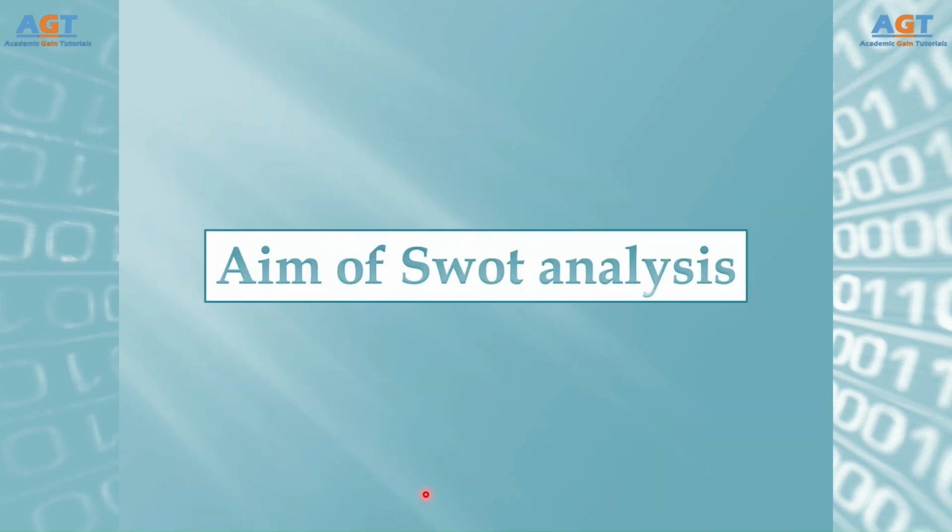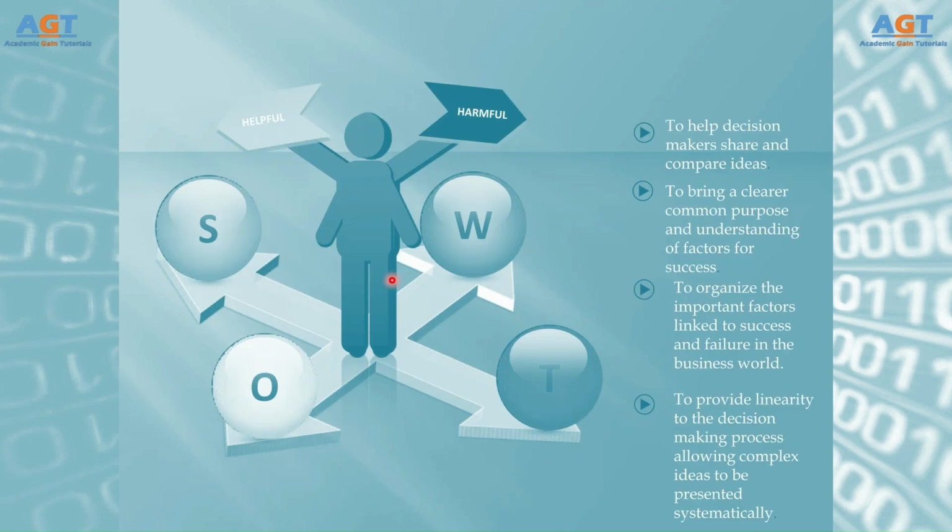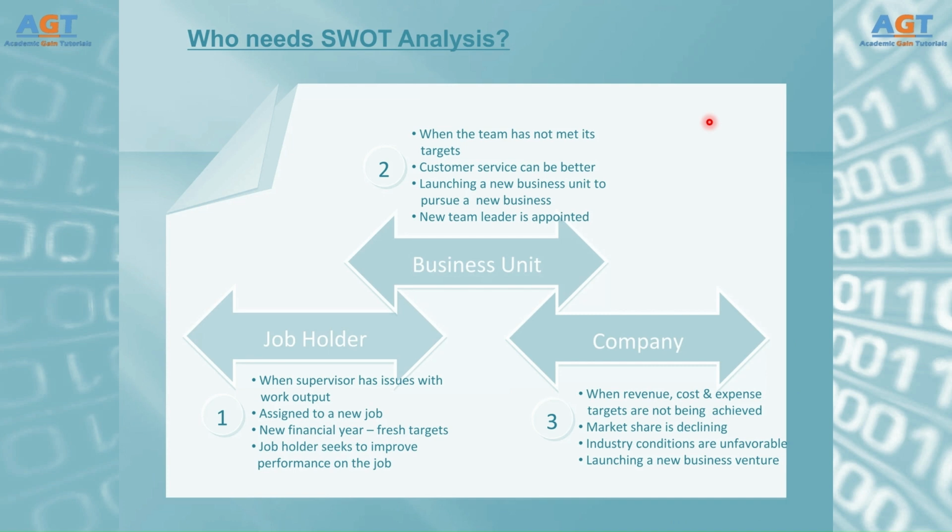Aim of SWOT analysis. Now we focus on the purpose, why we do SWOT analysis. Let's go to the next slide and see the key aims clearly. SWOT helps decision makers share and compare ideas, build a clearer common understanding of success factors, organize major factors linked to success and failure, and bring linear structure to decision-making, so complex ideas can be presented systematically. Now that we know the aim, the next question is, who actually needs SWOT analysis?